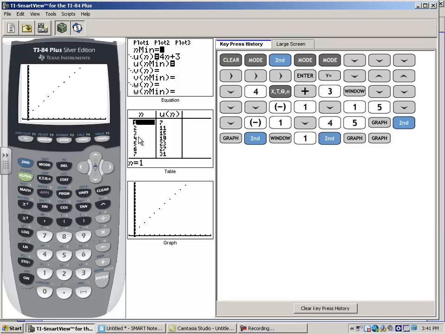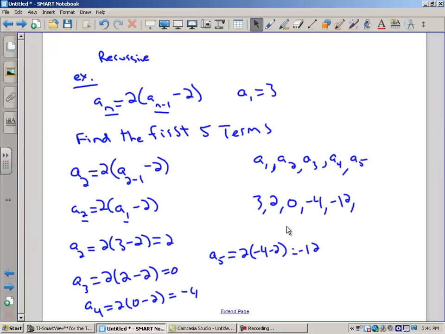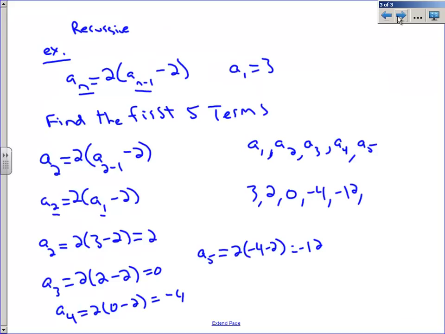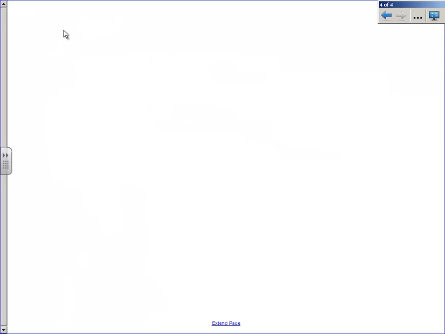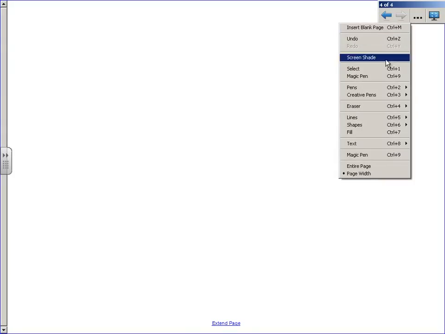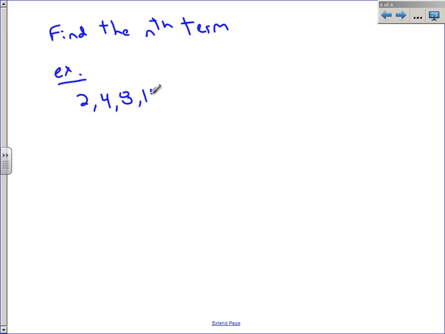Now the last thing we're going to do is look at a list and see if we can't go backwards to the formula. So let's do that one at last. So we're going to do what's called find the nth term, and that's just simply finding the formula. So let's find the nth term, and this will be a little creative. You're going to have to try a few things. So let's start with something simple. I'm going to have a list 2, 4, 8, 16, and you're going to have to notice a pattern.